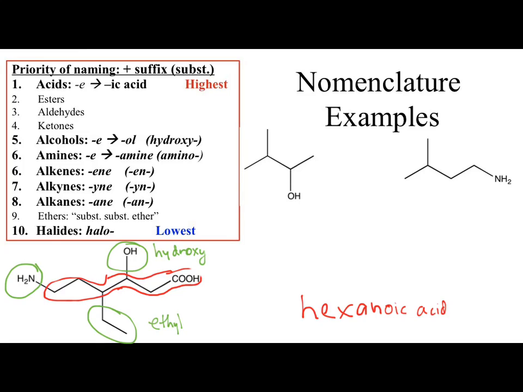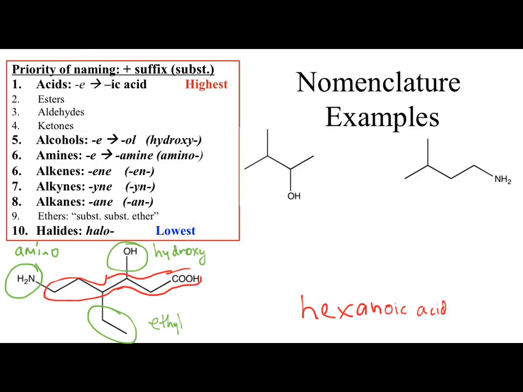Just like with the hydroxy, if we've got a higher priority group, we can't refer to it as an amine, so we come up with a new name with the amine being a substituent. That's where we get the amino. So that nitrogen at the end would be an amino.